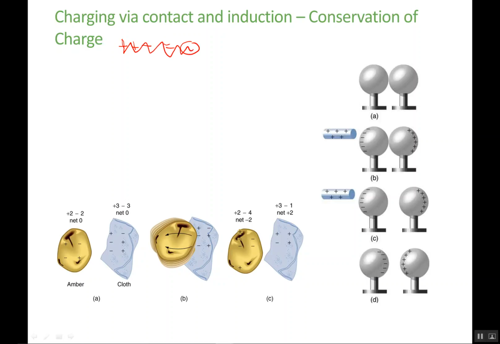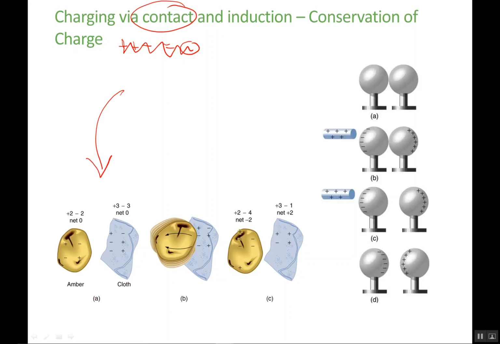But it turns out that in certain situations, you can redistribute the electric charge from one object to another and create an unbalanced distribution of charge. And there are two main ways that you can accomplish this. The first way is called charging by contact, and that's what's being pictured down here.